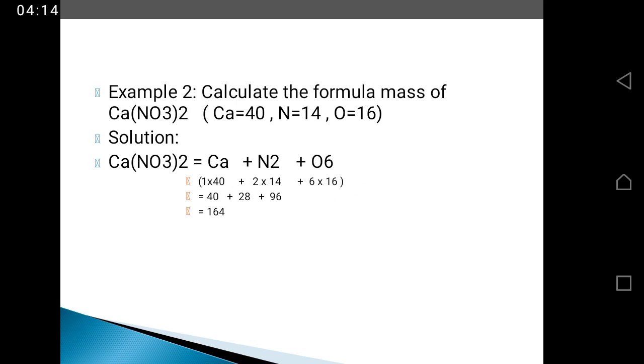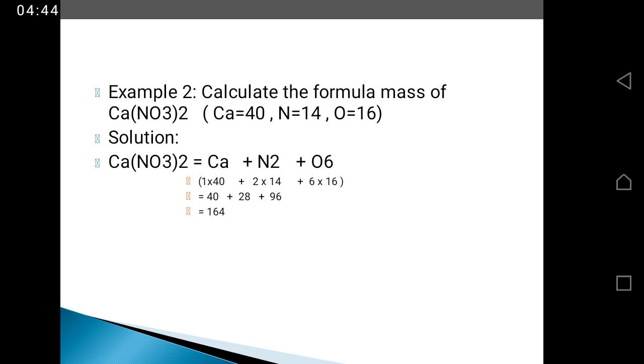Example 2. Calculate the formula mass of Ca(NO3)2, that's calcium trioxonitrate(V). Calcium has relative atomic mass of 40, nitrogen 14, oxygen 16. Solution to this problem. Your Ca, which is calcium, has just 1 atom. So we have 1 atom of calcium.